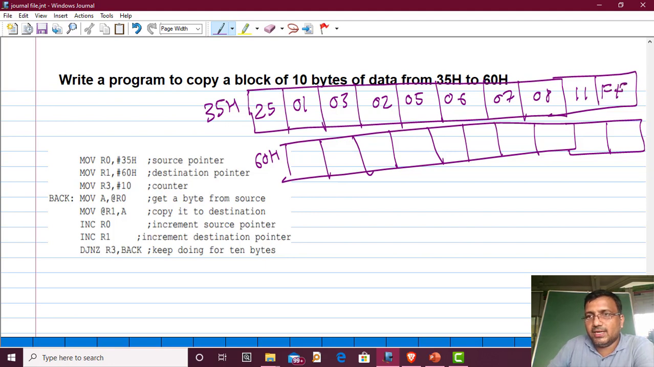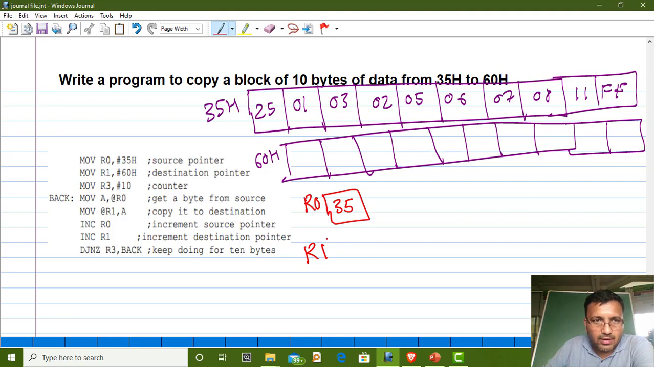Suppose this is my data, and I am taking R3 as a counter. So I will use another ink for understanding this. I use red ink. My initial state: R0 contains 35. All are in H, so I will not write H. R1 contains 60. And my R3 is my counter. R3 contains 10, in decimal.